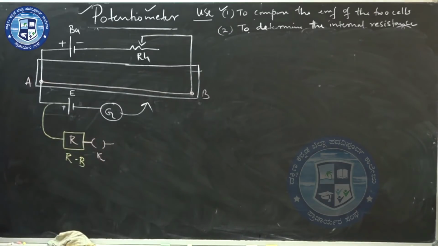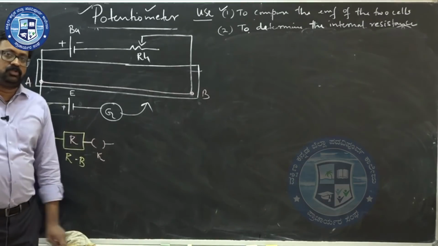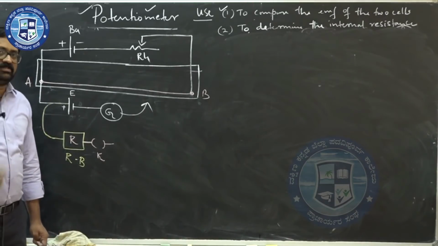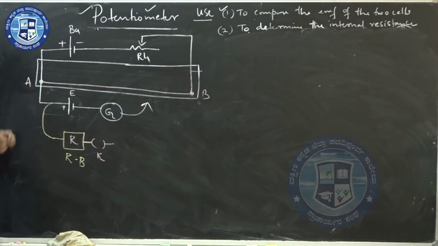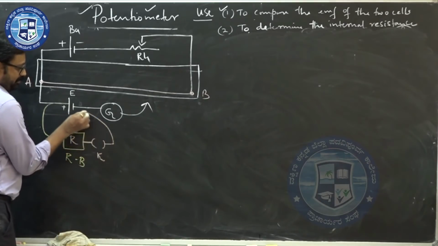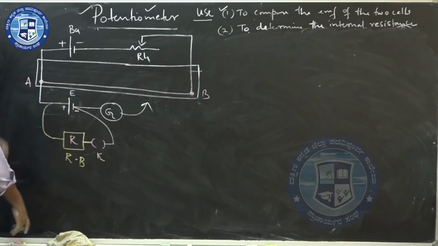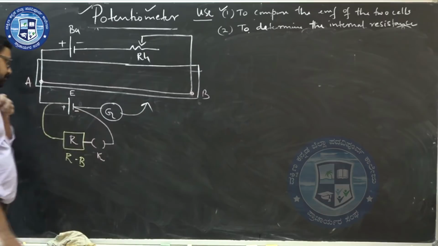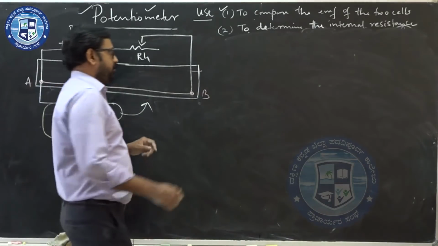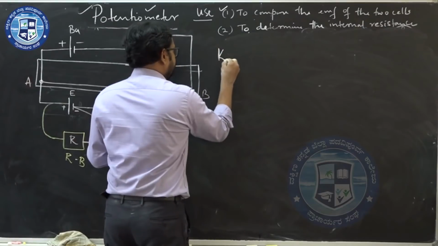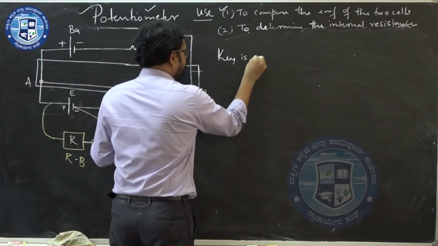The purpose of using a key is, here also we perform two trials. First we will open the key and perform the experiment, later we close the key and perform the experiment. And the other end of the key should be connected to the negative of the cell. Let us begin the experiment. Key is open first.